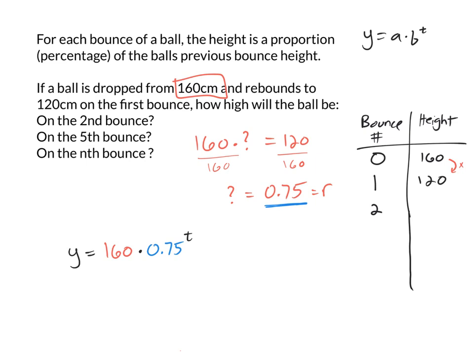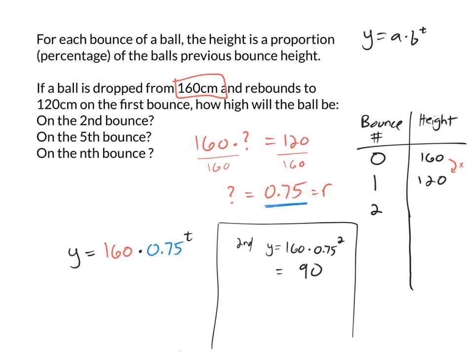So if I want to know the second bounce, I put the number 2 in for t. So let's do that out. I'm going to kind of separate my work here. Second bounce, y equals 160 times 0.75, and it's the second bounce, so I plug in 2. I put this into a calculator. Remember to use the power button. 160 times 0.75 to the power of 2. I get 90.